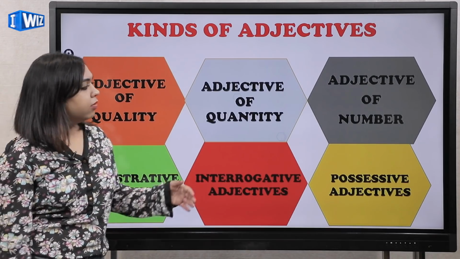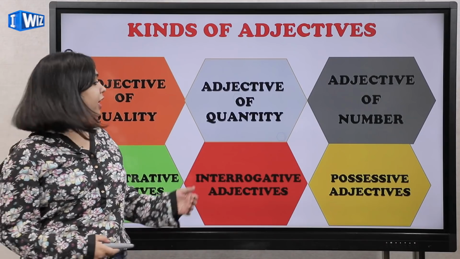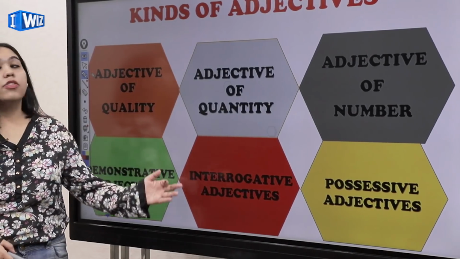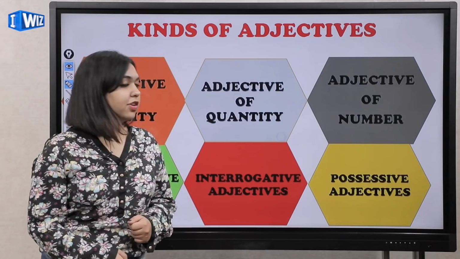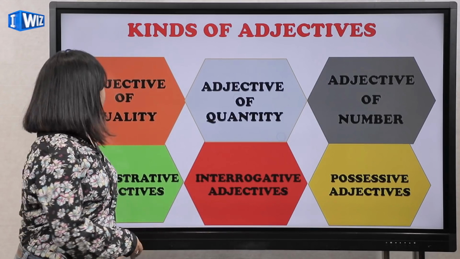You will see that we namely have 6 adjectives. Namely, adjective of quality, adjective of quantity, adjective of number, demonstrative adjective, interrogative adjective and possessive adjectives. And we are going to discuss them one by one. Okay, let's move on.